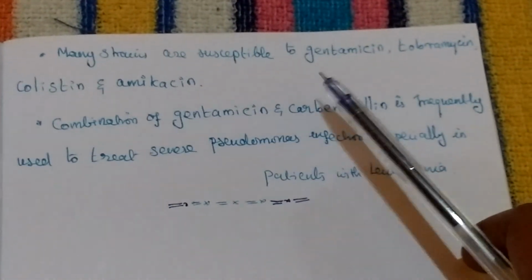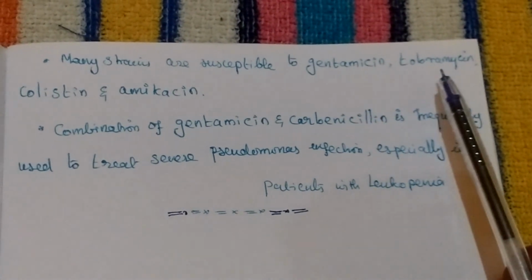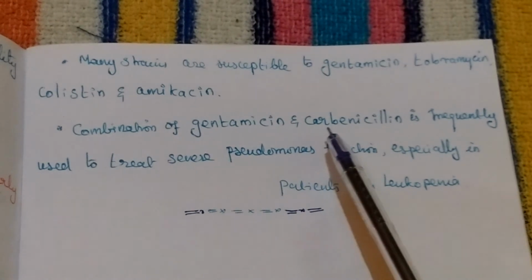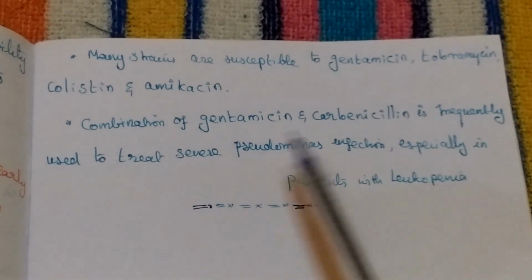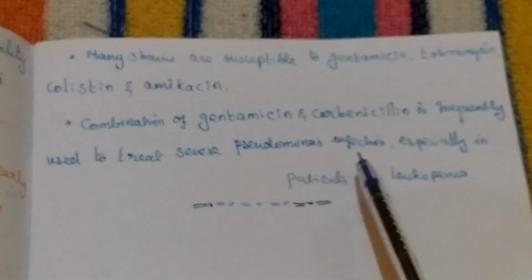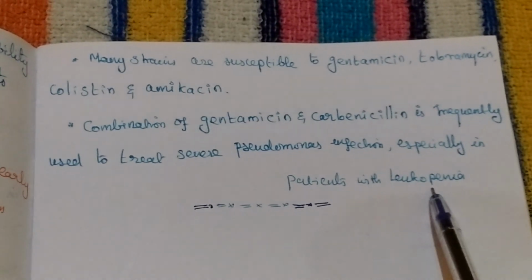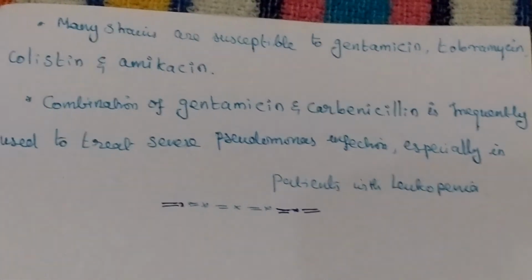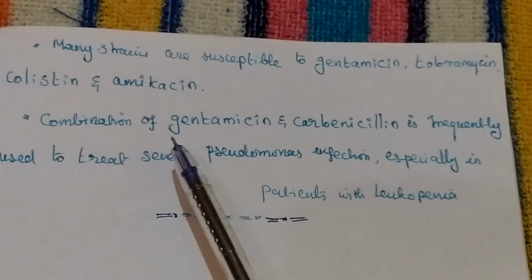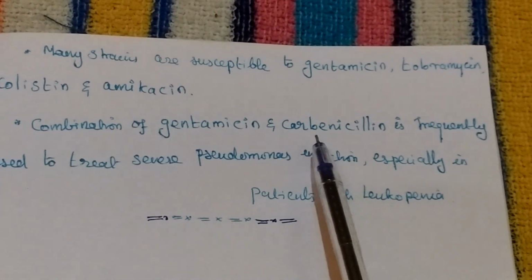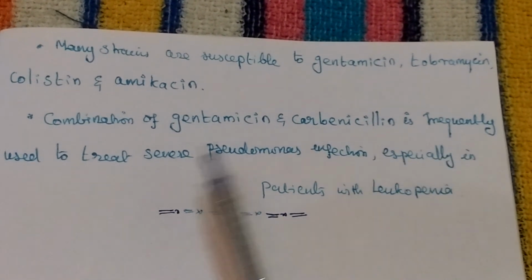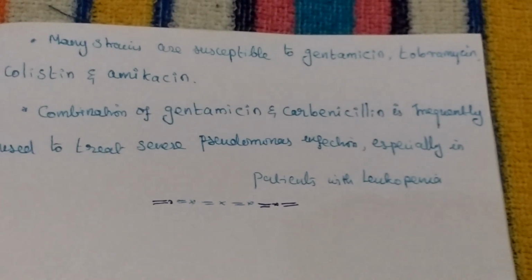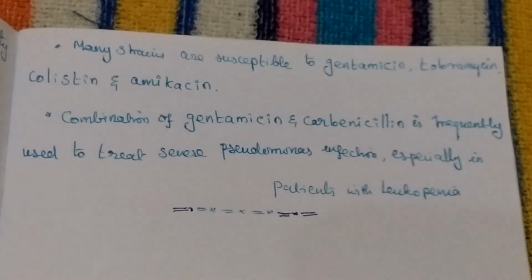Many strains are susceptible to gentamicin, tobramycin, ceftazidime and amikacin. A combination of gentamicin and carbenicillin is frequently used to treat severe Pseudomonas infection, especially in patients with leukopenia. That's all about Pseudomonas aeruginosa.